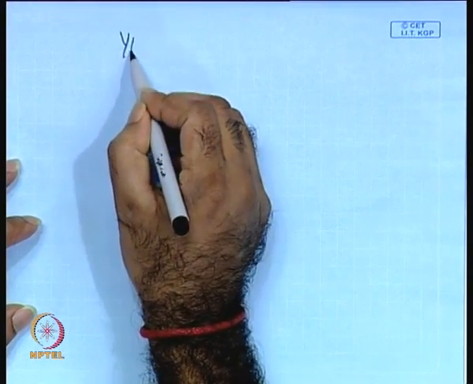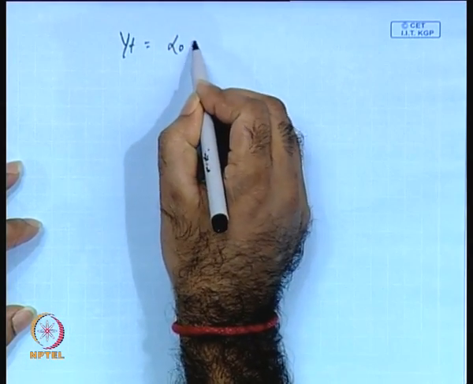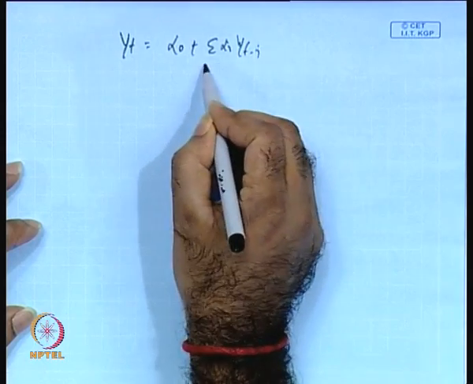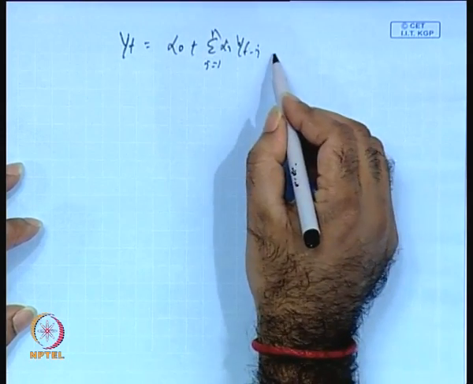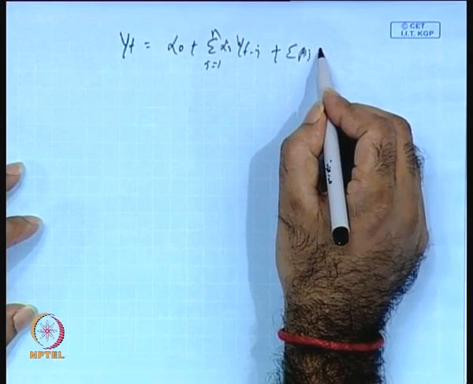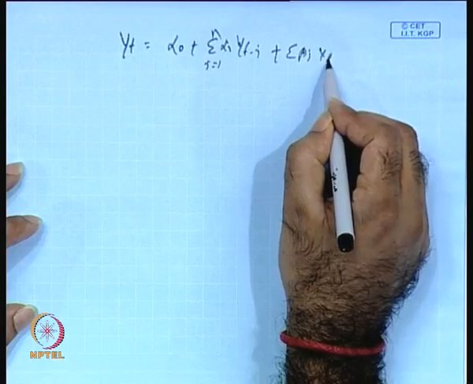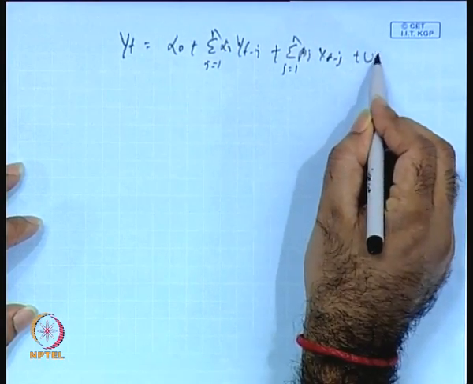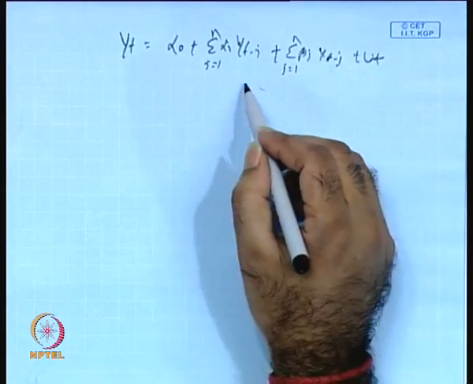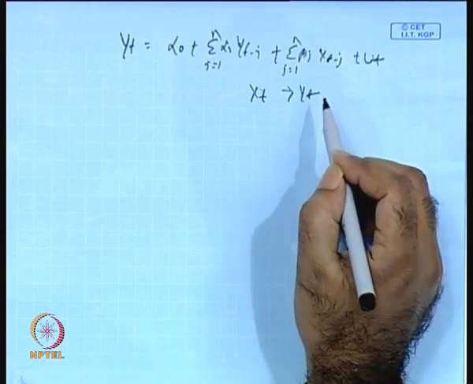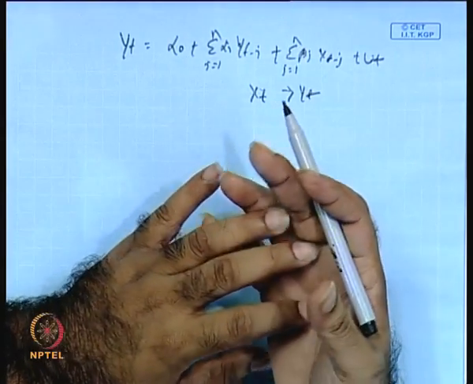So, now the standard procedures: we start with y_t = alpha_0 + summation alpha_i y_{t-i}, i = 1 to n, plus summation beta_j x_{t-j}, j = 1 to n, plus u_t. Let us say this is our equation. Our agenda here is to know whether x_t influences y_t. Altogether there are 3 steps here.